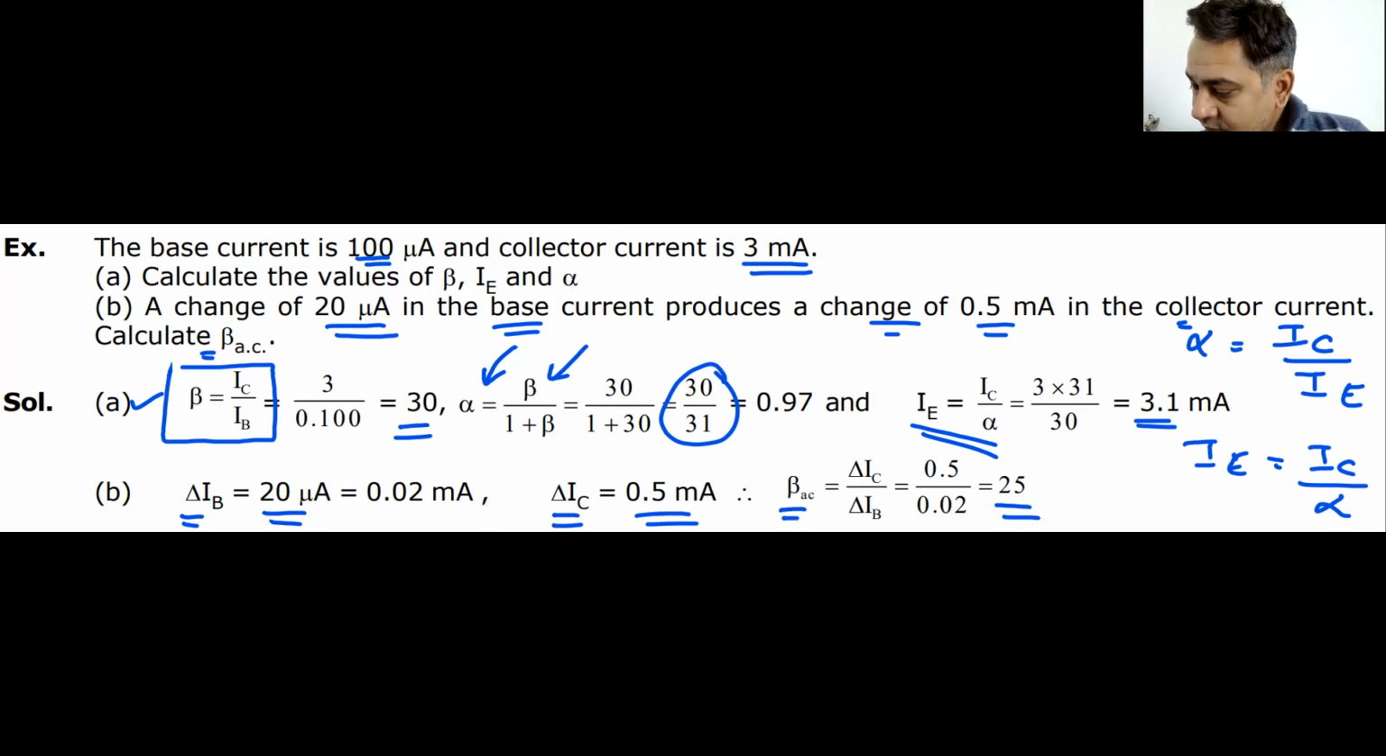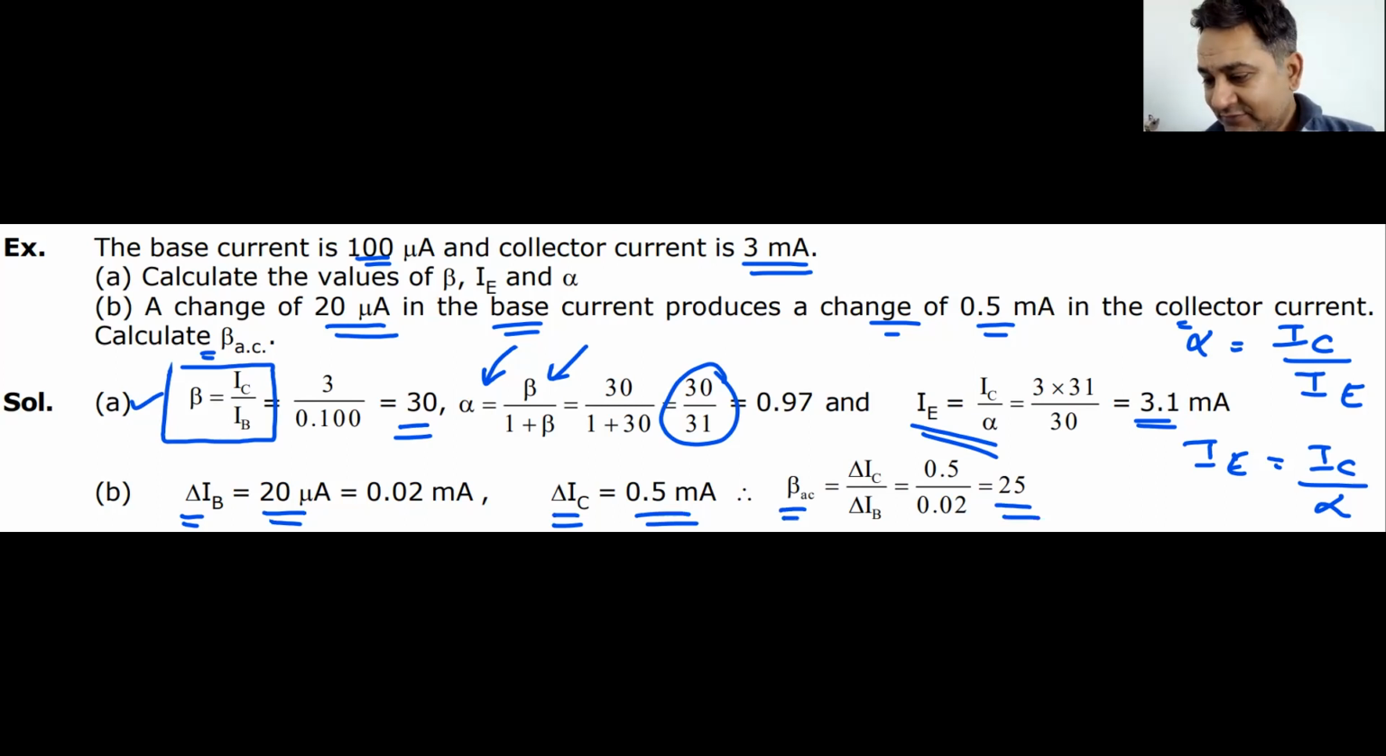Sir, for IE, 3 into 31? Yes. For IE is equal to IC by alpha. Yes. 3 into 31 by 30. Correct. If you can't divide a number by a fraction, that would be a problem. IC divided by alpha. Alpha is 30 divided by 31. So that 31 will go in the numerator. This is fourth standard stuff.